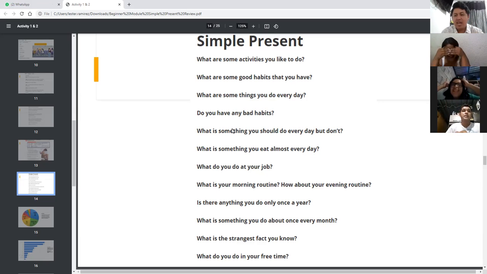Nice. Así, yeah, el emoji así. Yes. Como un par. Un par de. Exactly. A couple. A couple. Right. Okay.